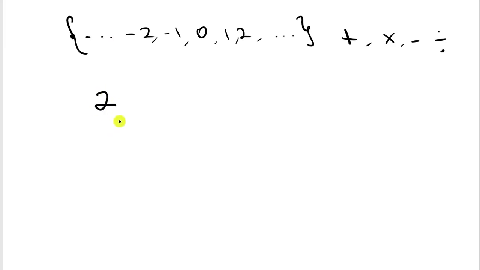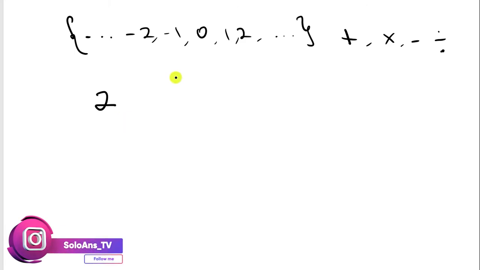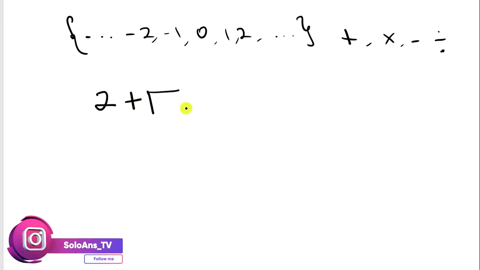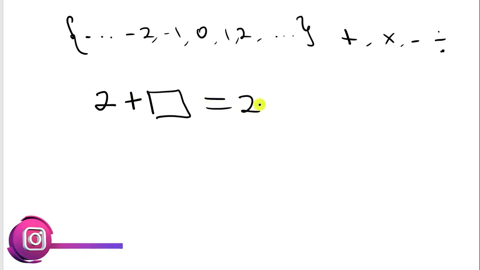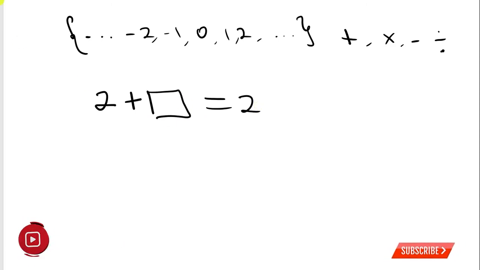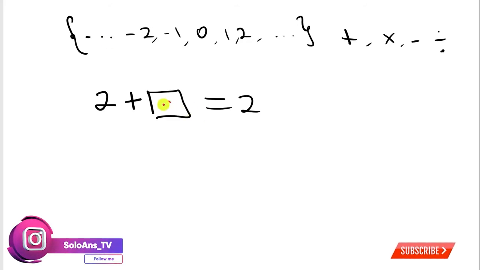Again, the operation that I'm using is the addition operation. Now my question is, 2 plus what number in the set given will give me the same element, that is 2? Can you guess that? Good, you are correct. You are going to get 0, that is 2 plus 0 is going to give us 2.